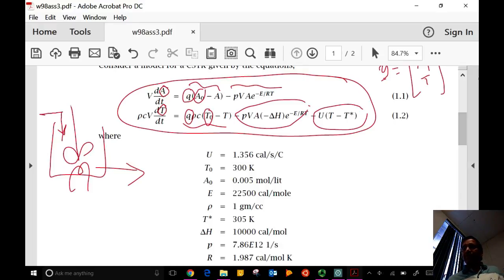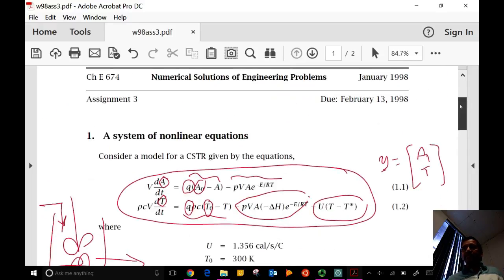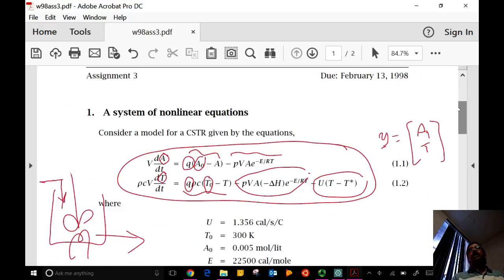So the question of interest is, what does the solution to this ODE look like? We're going to see algorithms for ordinary differential equations later on. For now, we're going to call this the first function, and this the second function. And our question is, when are these functions zero? For what values of A and T will these functions be equal to zero?